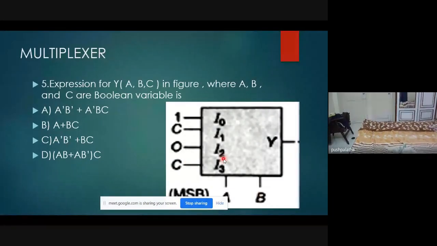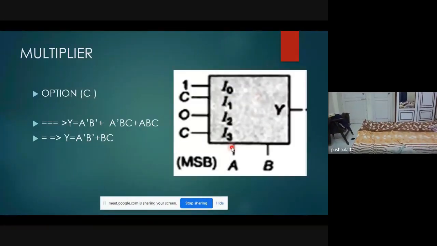Now here you just see the options. Actually, when it selects 0, 0, it will select A bar B bar. Obviously input is 1, right? So A bar B bar I am writing here, plus when I select 0, 1, that is A bar B, I will select C. So I am writing A bar B C, plus. You leave this 0. Anyway, the value is 0. Next, 1, 1. When I select 1, 1, A B into C. So A bar B bar plus A bar B C plus A B C.